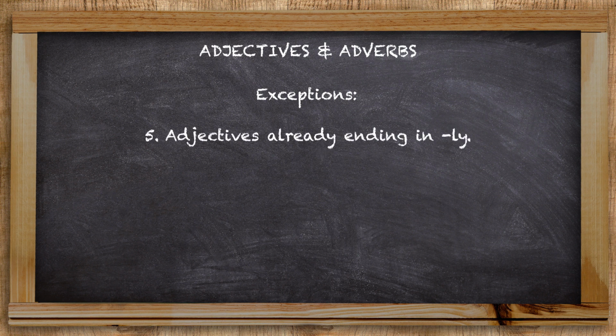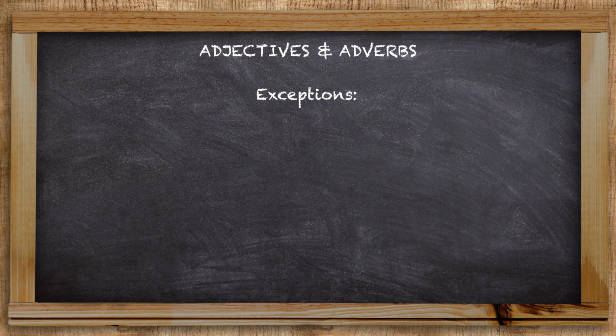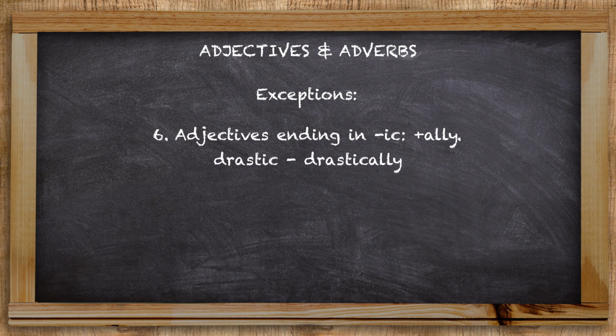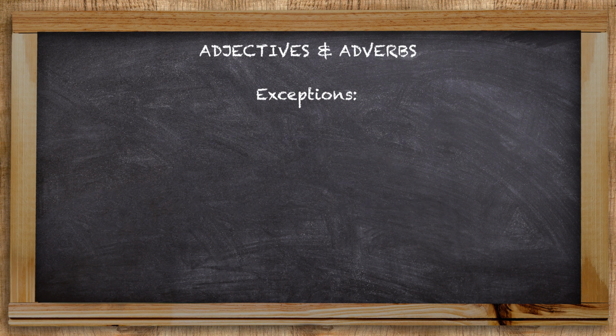5. There are also adjectives that already end in ly, so have the same form as the adverb again. Examples are daily, weekly, monthly, yearly. Note that these have to do with time. 6. To adjectives ending in ic, we don't just add ly, but ally. Drastic becomes drastically, basic becomes basically, enthusiastic becomes enthusiastically.